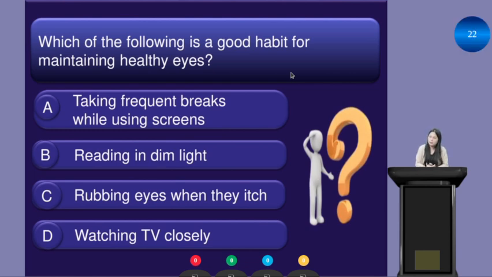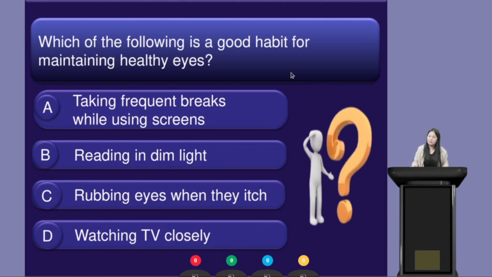Which of the following is a good habit for maintaining healthy eyes? Option A is taking frequent breaks while using screens. Option B, reading in dim light. Option C, rubbing eyes when they itch. Option D, watching TV closely.